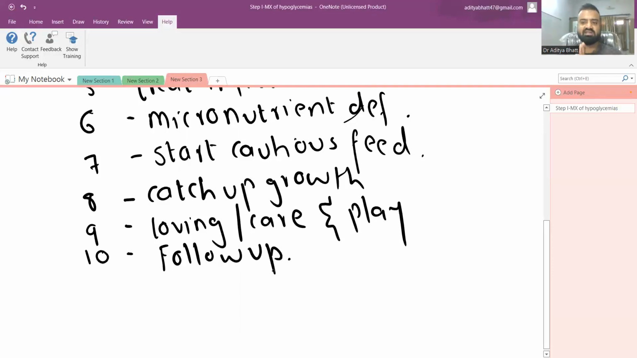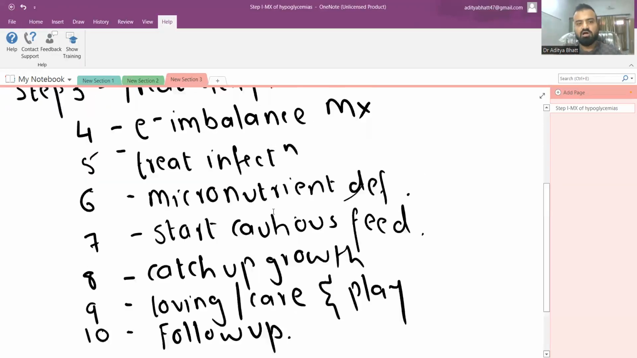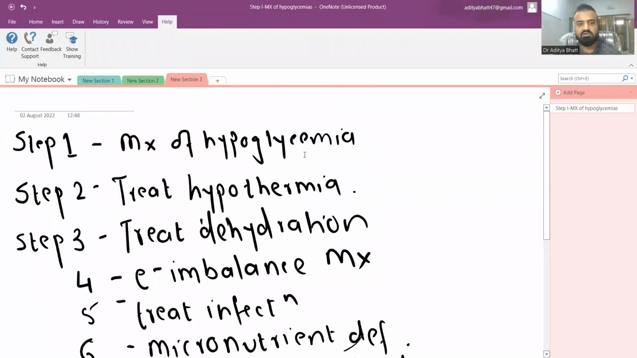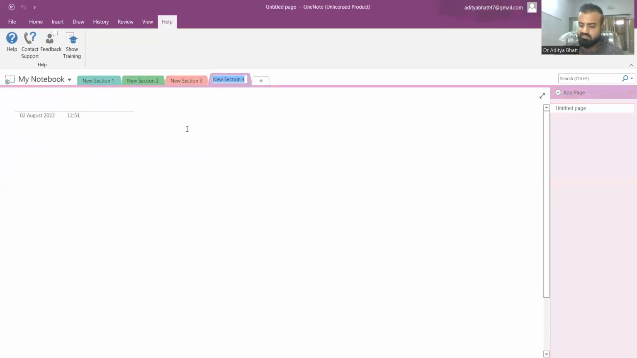Sometimes what happens is we treat the SAM children, they go home, they come back again SAM. So you have to be very careful that follow-up is again very important. You have to give them a clear-cut timeline of when they have to visit the hospital and what care they should take. And again, you have to prescribe the appropriate treatment for the patient when they go home. So we'll begin with step 1, hypoglycemia.